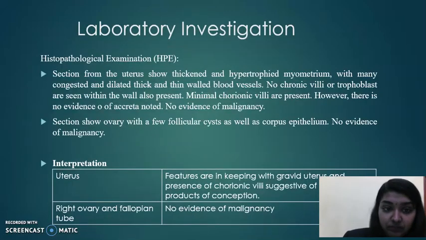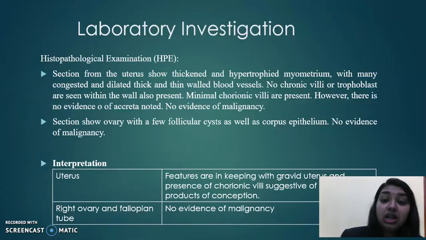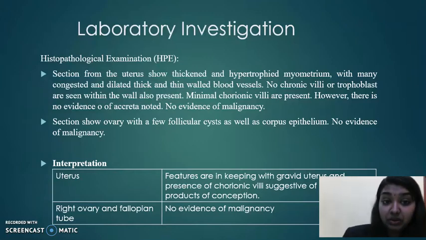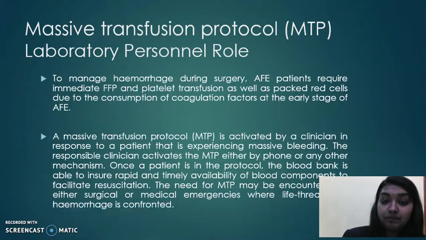Laboratory investigation, histopathology examination. From the hysterectomy, a section of uterus, right ovary, and fallopian tube was sent for histopathology examination. Interpretation of the result was uterus features are in gravid uterus, and there was a presence of chorionic villi suggestive of retained products of conception in the uterus, and there is no evidence of malignancy in the right ovary and fallopian tube.